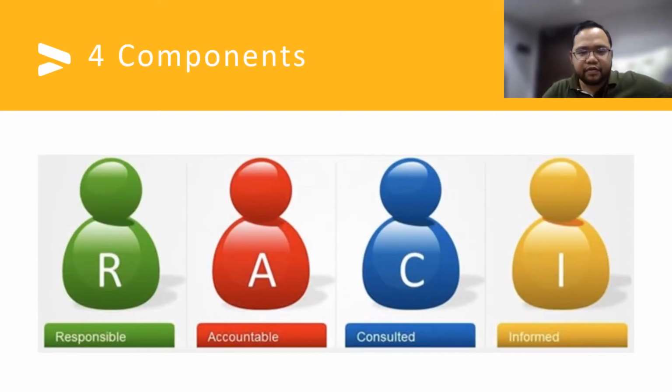The RACI matrix has four components. Interestingly enough and creatively enough, it's made up of four letters: R, A, C, and I. R stands for responsible, A for accountable, C for consulted, and I means informed.